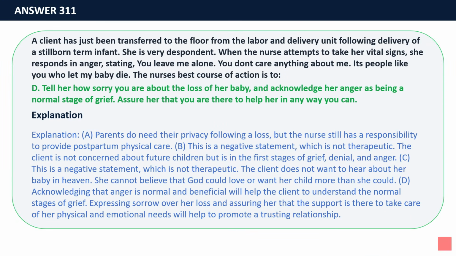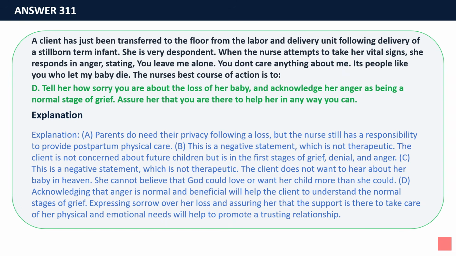Answer: D. Tell her how sorry you are about the loss of her baby, and acknowledge her anger as being a normal stage of grief. Assure her that you are there to help her in any way you can. Explanation: A. Parents do need their privacy following a loss, but the nurse still has a responsibility to provide postpartum physical care. B. This is a negative statement, which is not therapeutic. The client is not concerned about future children but is in the first stages of grief, denial, and anger.